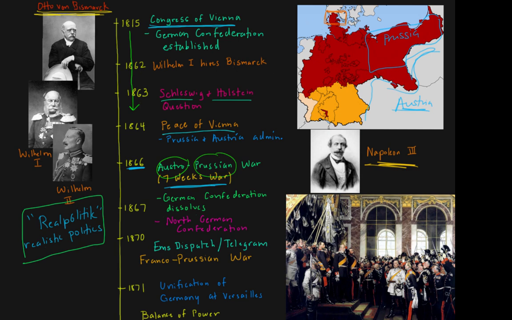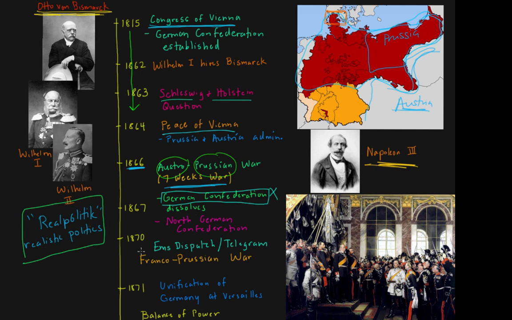Now, we're coming back after the Austro-Prussian War. In 1867, this long-lasting, this 50-year-old German Confederation has dissolved. And in its place, Bismarck creates the North German Confederation. And that's all of these German states that you can see in red. And the North German Confederation, they become allies. And Bismarck lies low for a couple of years, waiting for his next chance to play some more realpolitik.